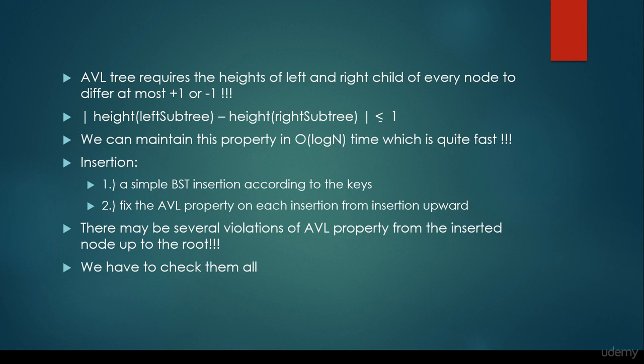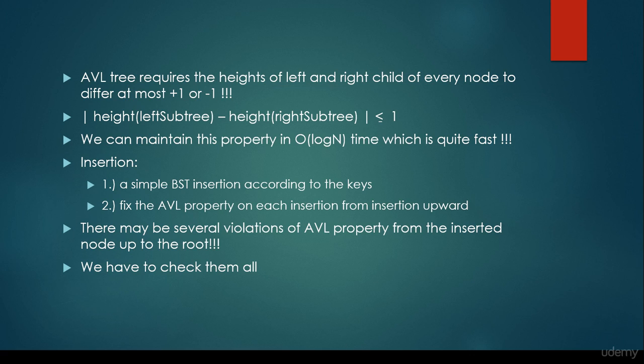It is a simple binary search tree insertion according to the keys, but then we have to fix the AVL property on each insertion. Okay, and what is this AVL property? It is basically that the height parameter couldn't differ by more than 1. If we know that it is greater than 1, then we have to make the rotations. If it's smaller or equal to 1, we know that the tree is balanced. We don't have to bother about it.